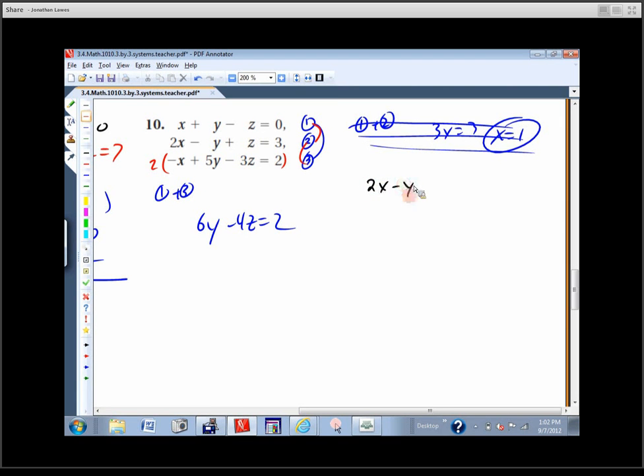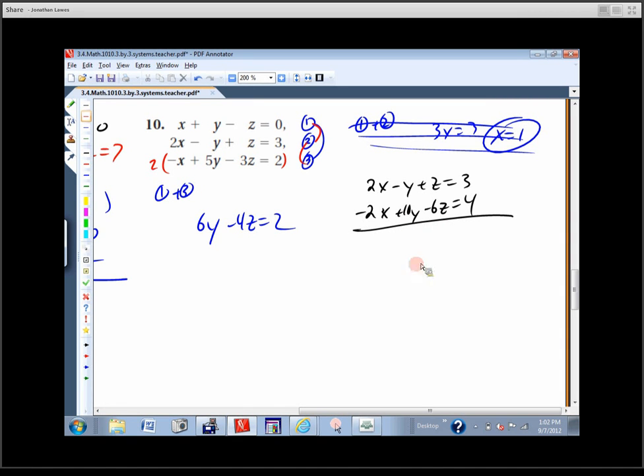So this is going to give me, I'm going to write it down over here, 2x minus y plus z equals 3. And I get minus 2x, that's going to go away. I get plus 10y, that's fine. And then I get a minus 6z equals 4. Again, lots of little arithmetic problems here. If you make one silly mistake, you're done for.